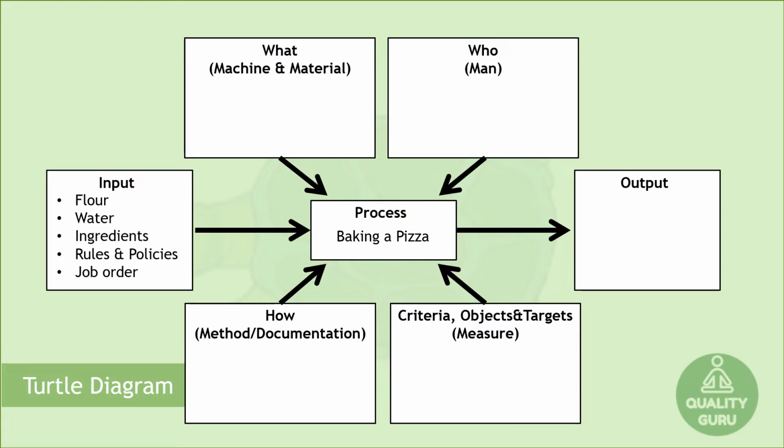Then on the other side, I can look at the output. For example, here I want to have my pizza. I want that the pizza is on time. I want that the material is according to the job order. I want that the pizza looks nicely. I want that the dough is in a certain way cooked and consistent. I want that the pizza is hot. I want that the size is correct, and so on.